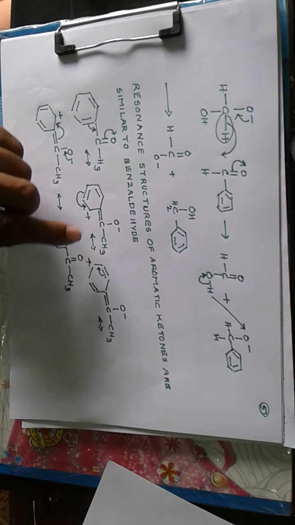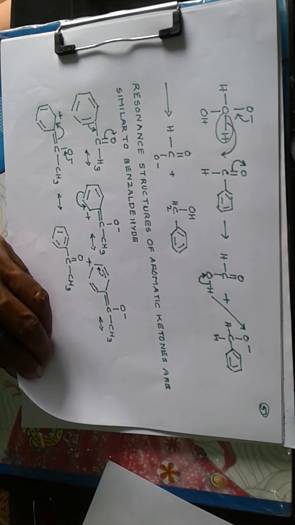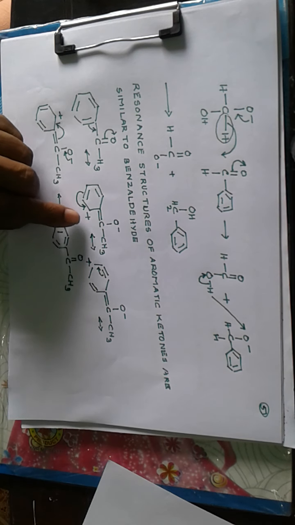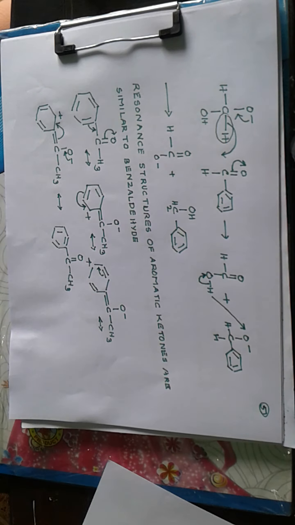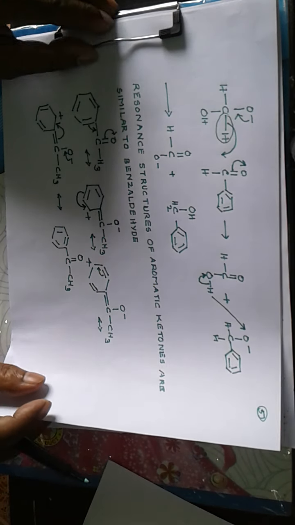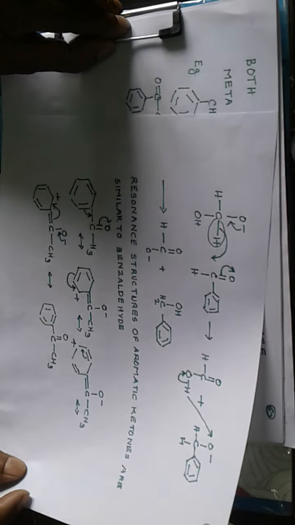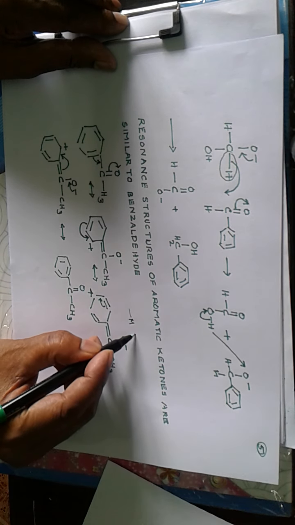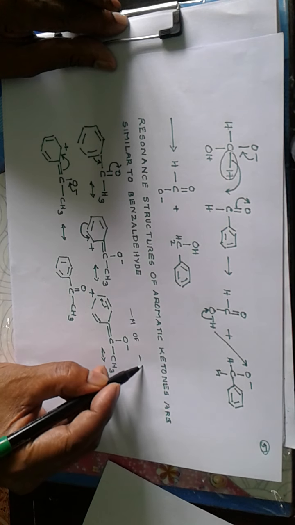So 1, 2, 3, 4, 5 canonical structures may be drawn. The two ortho and para positions are carrying positive charge. So like benzaldehyde, acetophenone also undergoes electrophilic substitution, preferentially at the meta position. The ring is deactivated by withdrawing electron density by the COCH3 group. It is the minus M effect of COCH3.